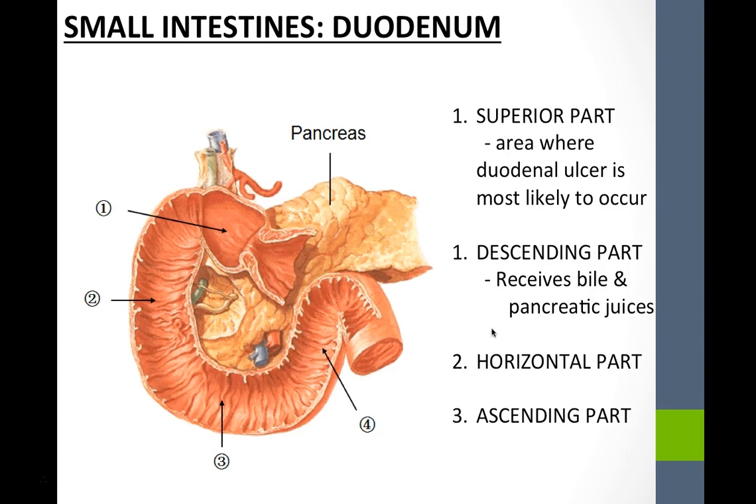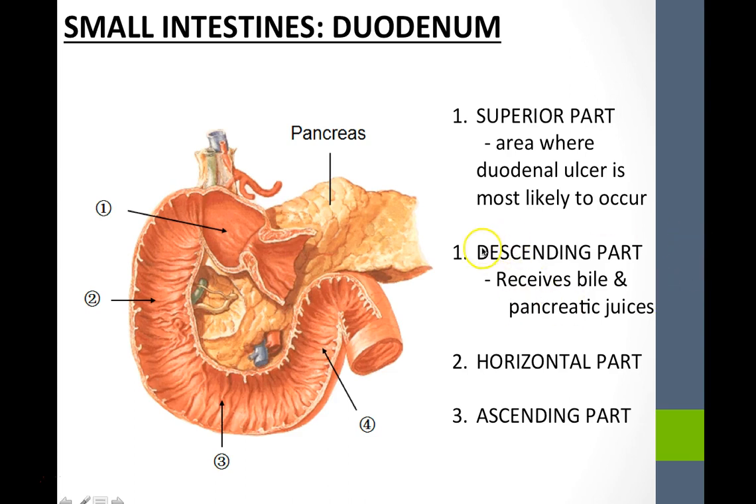The first part, indicated by the number 1, is called your superior part, and this is going to be the area where duodenal ulcers are most likely to occur because of its proximity to the stomach. So if you have a faulty pyloric sphincter that isn't able to contract and have full closure, we might get leakage of some of the contents of the stomach, or too much of the gastric juices coming into the duodenum that could cause a duodenal ulcer.